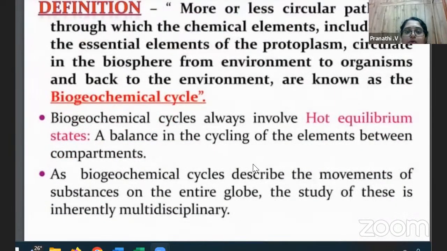When you come to it, you're going to see circular pathways through which chemical elements, including the life-sustaining elements such as protoplasm, circulate in the biosphere from the environment to organisms and back to the environment. So this is known as a biogeochemical cycle.